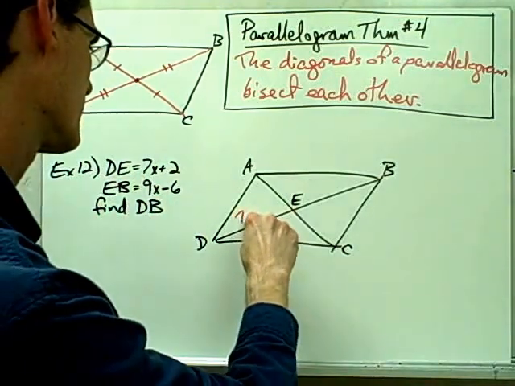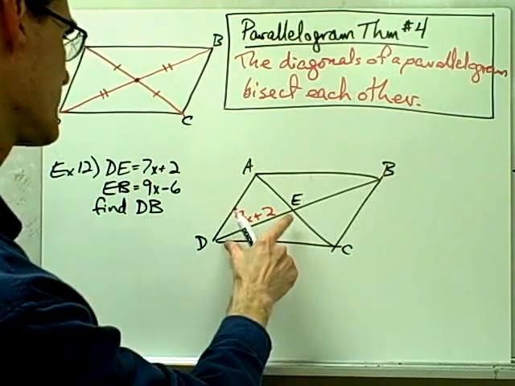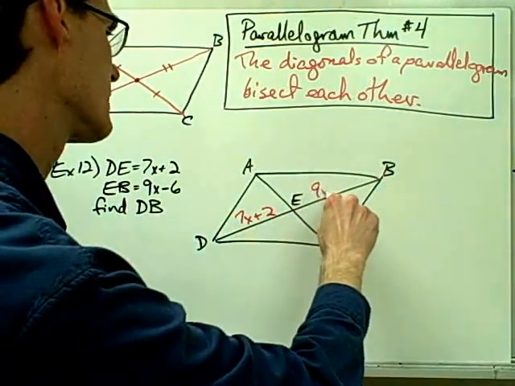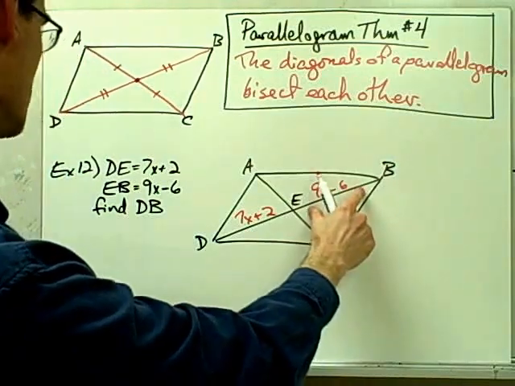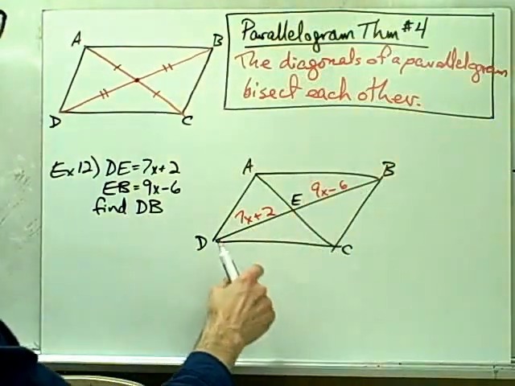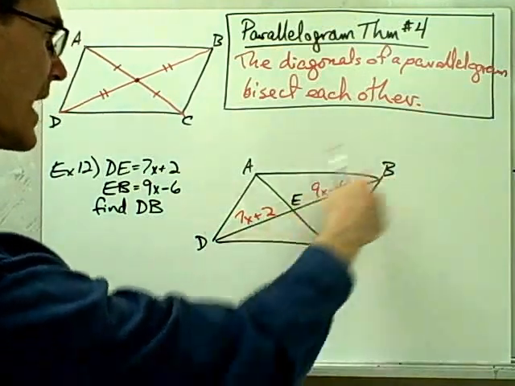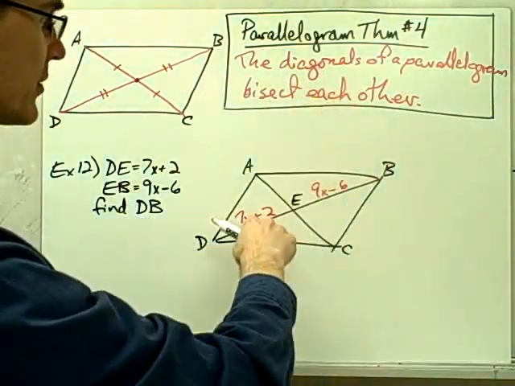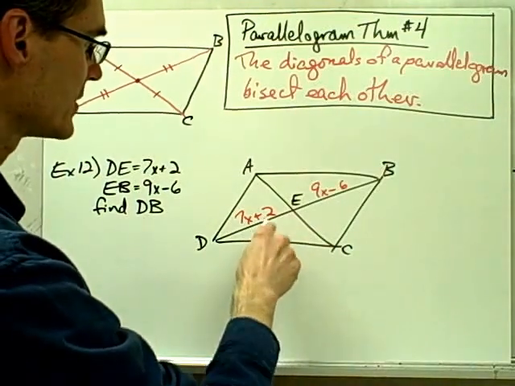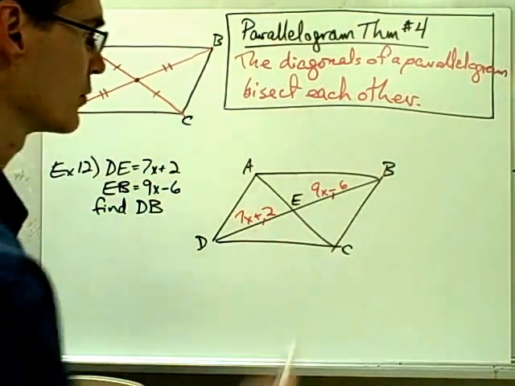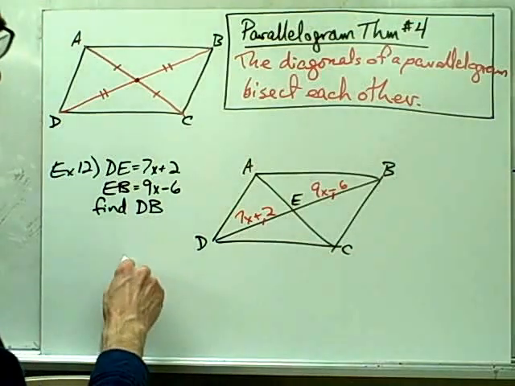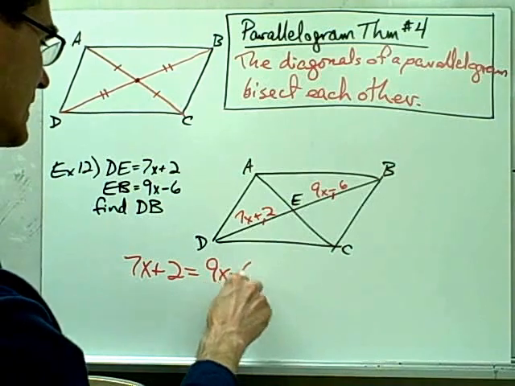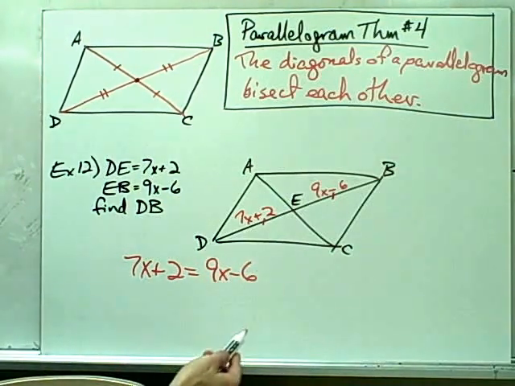So that's this segment DE. EB is 9x minus 6. So that's segment EB. I want to find the length of DB, which is the whole diagonal. Well, since I know from this parallelogram theorem number 4, the diagonals bisect each other, that means this piece of the diagonal is congruent to this piece. I can set up this equation, 7x plus 2 equals 9x minus 6, and now I can solve this equation.